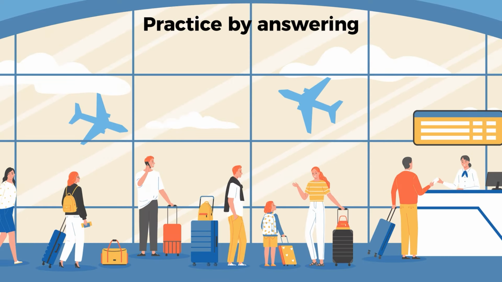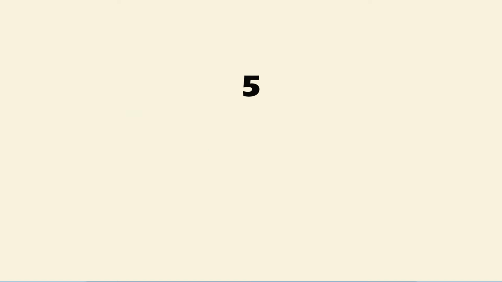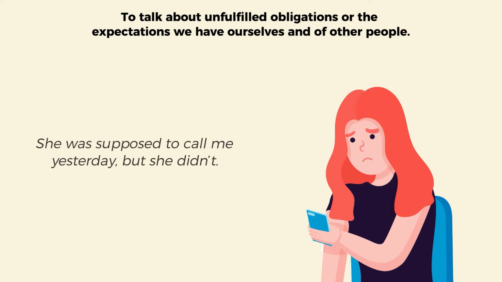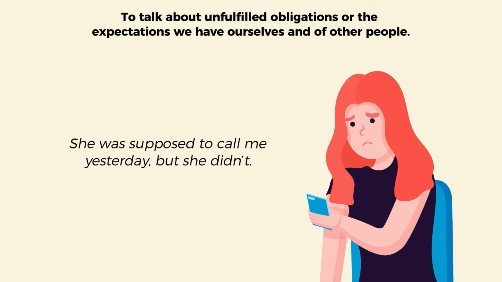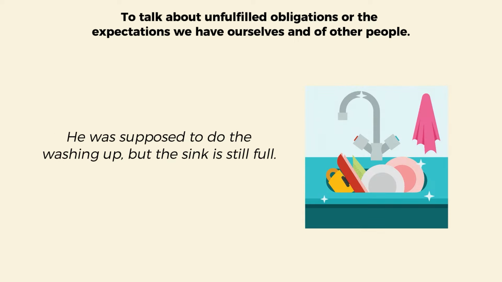Practice by answering, talk about restrictions for airline passengers. What are they not supposed to do? 5. To talk about unfulfilled obligations or the expectations we have ourselves and of other people. For example, she was supposed to call me yesterday, but she didn't. You were supposed to take out the rubbish.